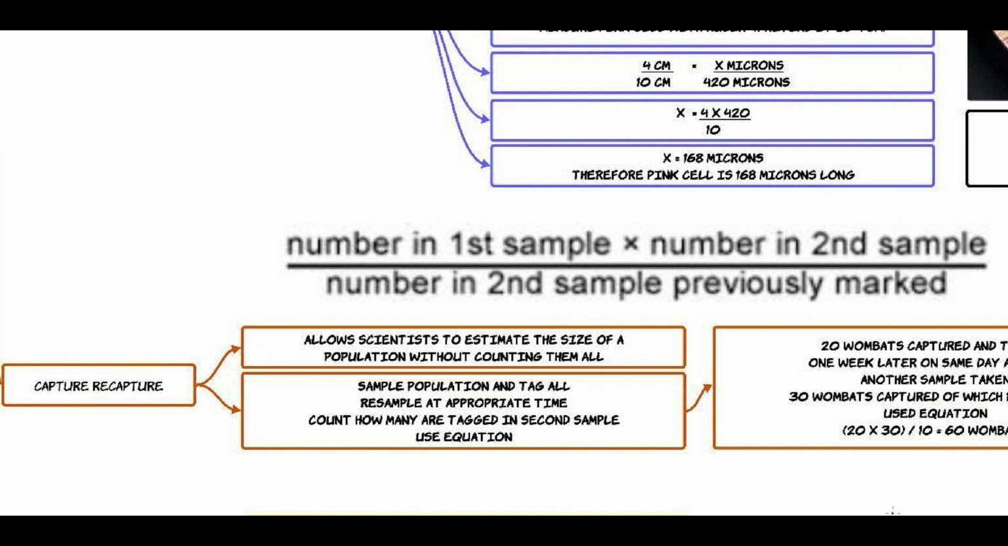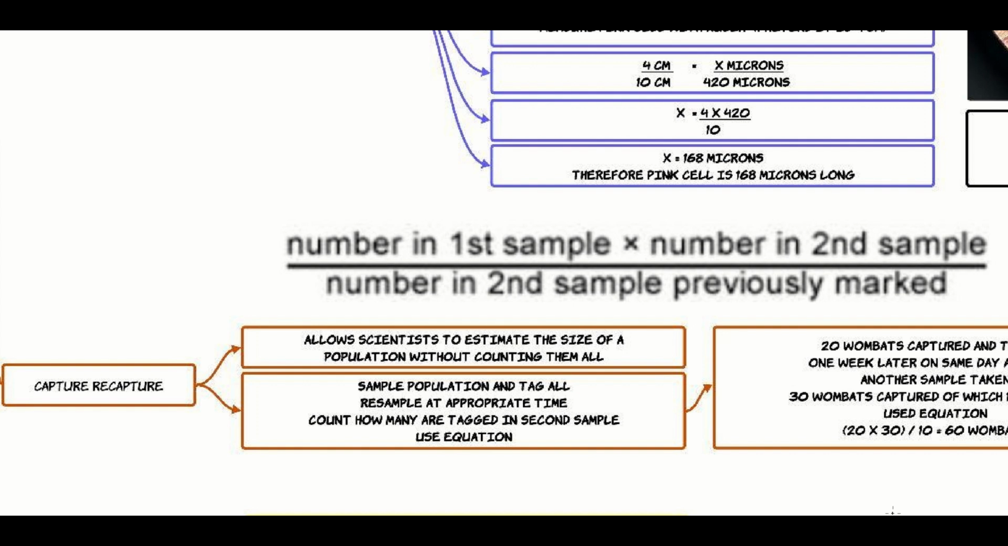Okay, we need to be able to work out the capture-recapture method for sampling a population. You will need to remember the equation: the number in the first sample times the number in the second sample, divided by the number in the second sample that were previously marked. This allows scientists to estimate the size of a population without counting all of the population.